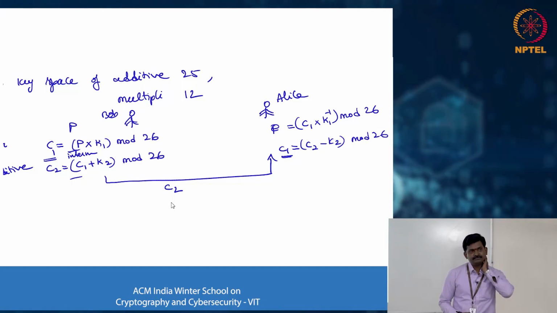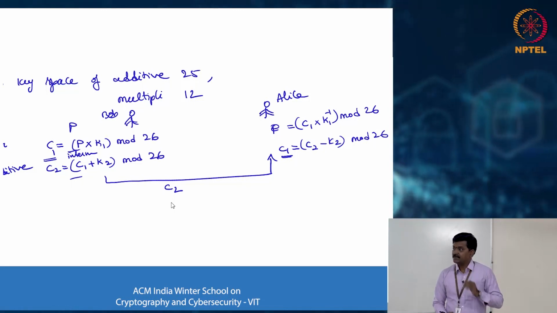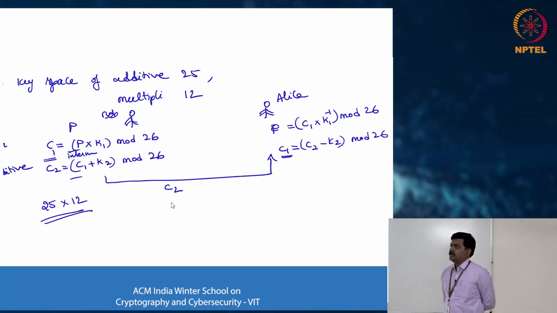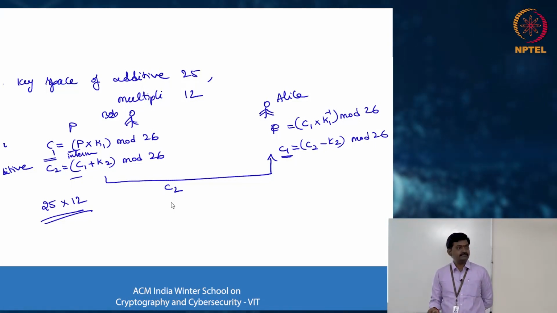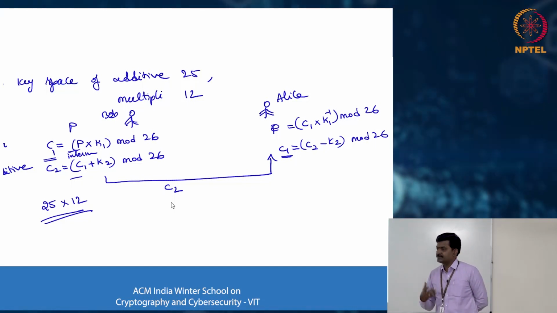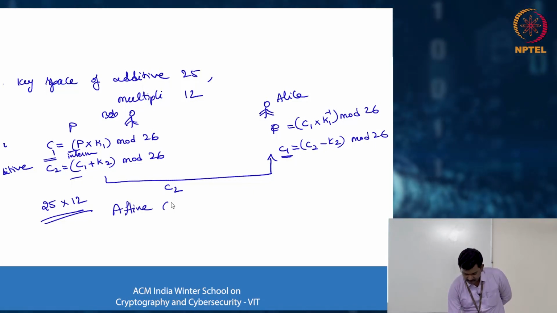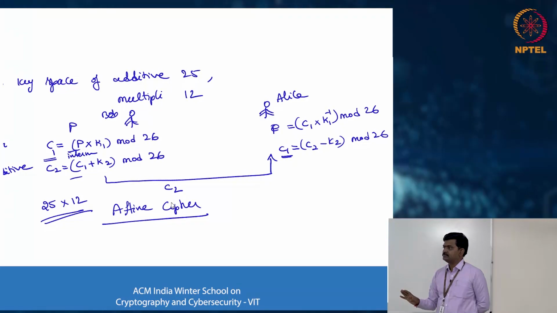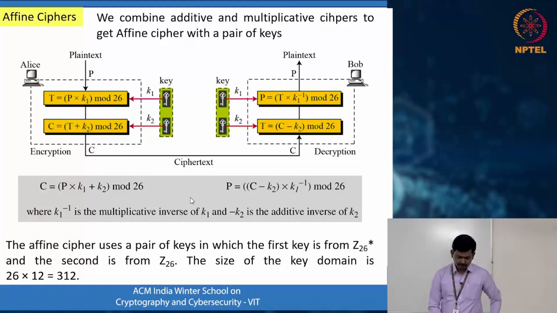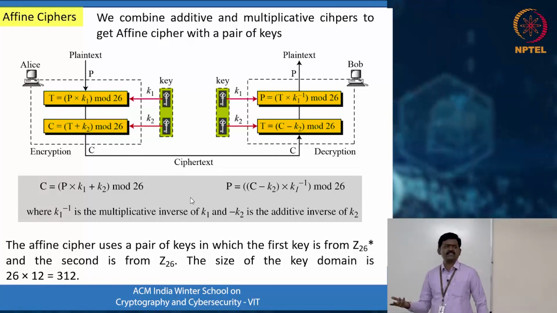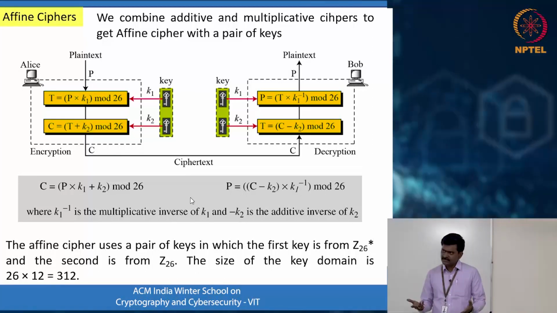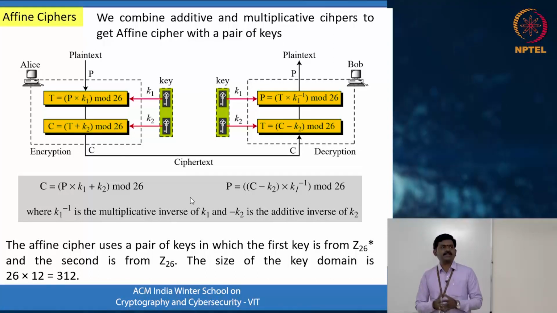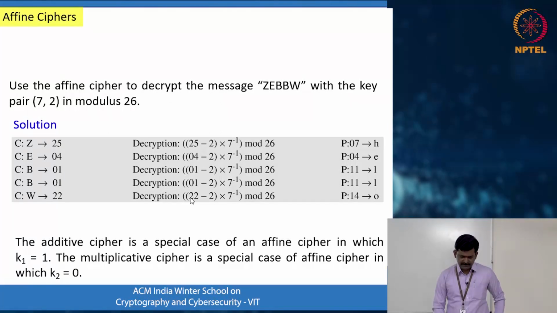But what is the key space? It got increased, right? The reason is, here you have 25 and 12: 25 into 12. 25 additive keys and 12 multiplicative keys, so your key space got increased. Okay, so this cipher is called affine cipher. Are you able to follow? That's the next cipher we have, the affine cipher. If you take 26 keys in the case of additive cipher including 0, and if you don't count 0, then it is 1 to 25, so it's 25 into 12, or 26 into 12. That's clear, right? So the key space got increased. Are you able to follow? So there are examples.